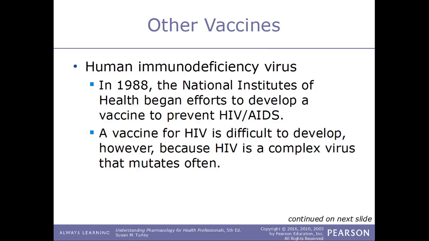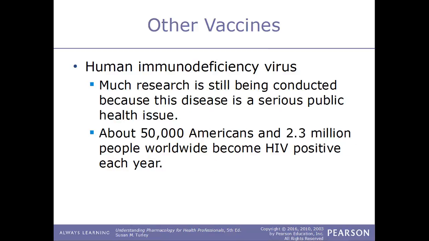All right, now we'll talk about some other vaccines. First one we'll talk about is human immunodeficiency virus, or HIV. In 1988, the National Institutes of Health began efforts to develop a vaccine to prevent HIV and AIDS. A vaccine for HIV is difficult to develop because HIV is a complex virus that mutates often. Much research is still being conducted because this disease is a serious public health issue. About 50,000 Americans and about 2.3 million people throughout the world become HIV positive each year.